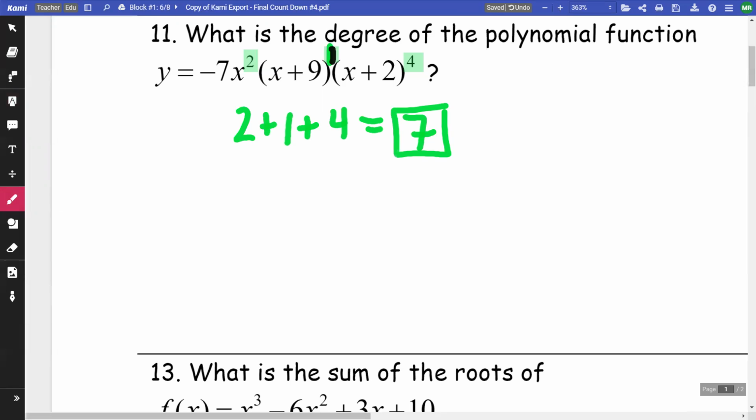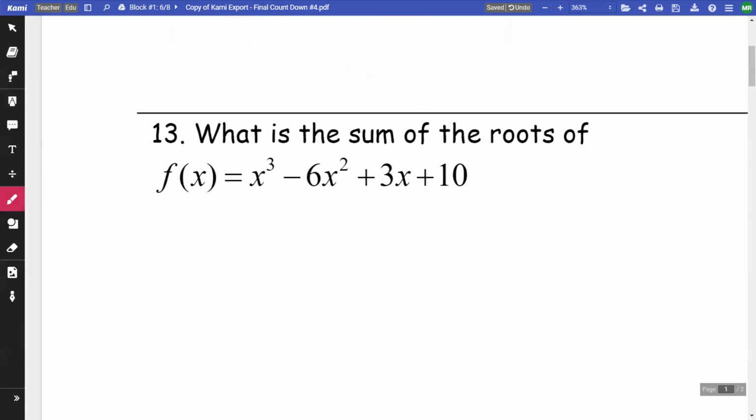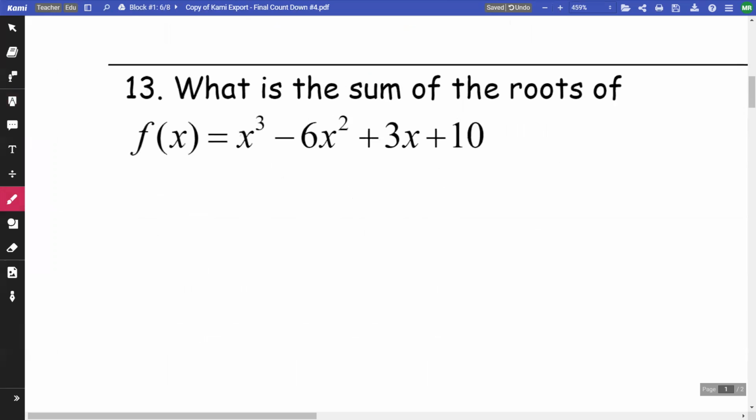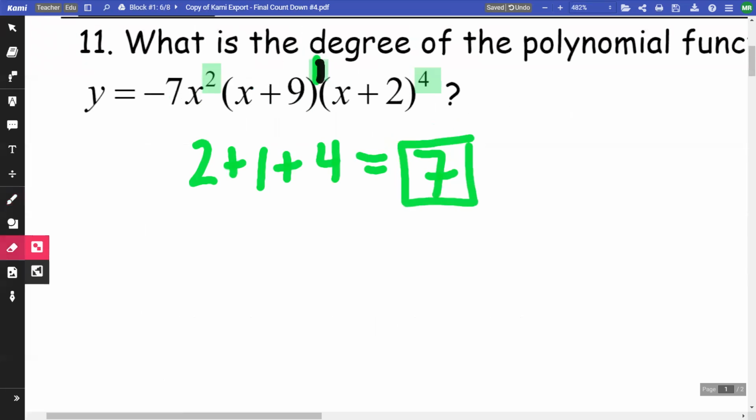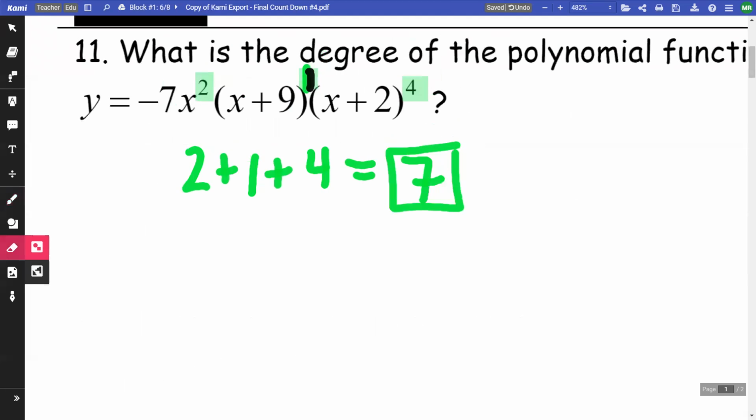Now, a quick note. On one like number 13, which is also a polynomial, but it's not in the factored form, this is multiplied out, you would take the biggest power. So this one here would be degree 3. But when it's in a factored form, you don't take the biggest power, because all of those x's are going to multiply to give you that front power. So we need to add the 2, the 1, the 4, and get our final answer.